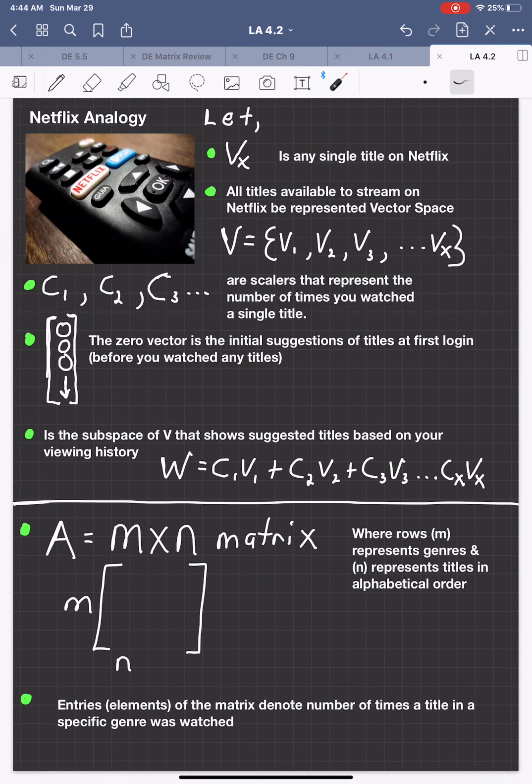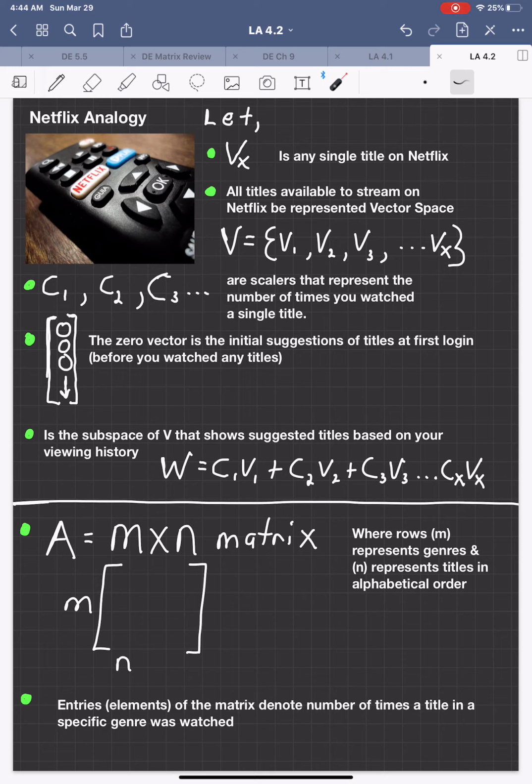All right, so here is one more attempt. I'm pushing this Netflix analogy as far as I can. Let's say every title that you can stream on Netflix, that means movies, TV shows, documentaries, all those are some vector v sub x. That would mean v sub 1 is a movie, v sub 2 is a movie, v sub 3 is a TV show, and so forth, etc.